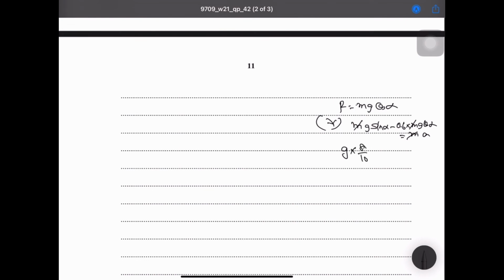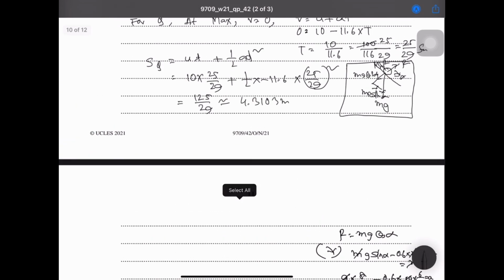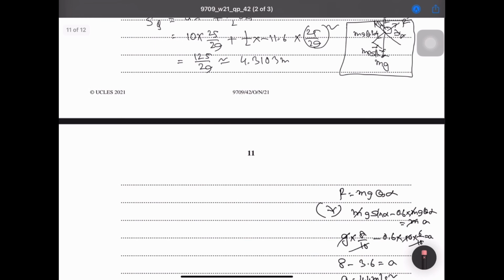8 by 10 minus 0.6 into 10 into 6 by 10 equals a. If we simplify, 8 minus 3.6 equals a. So if we subtract, acceleration will be 4.4 meter per second square. Let me find out, in the time when Q covers the maximum distance 4.310, what distance P is traveling.